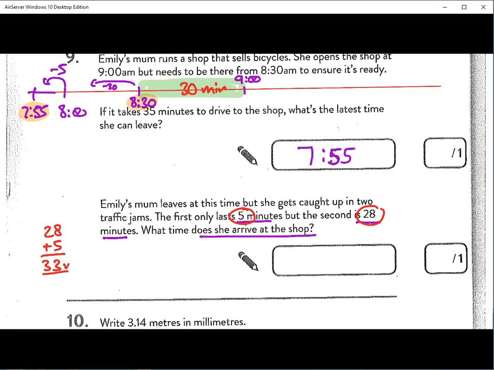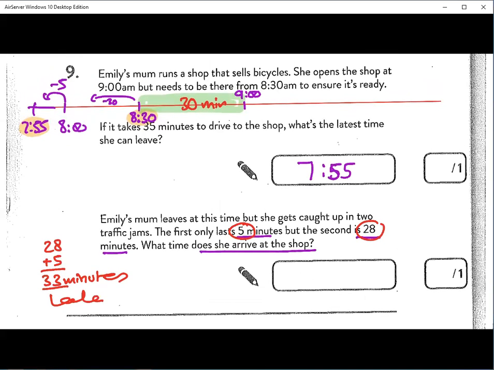33. 33 minutes, yeah? Late. So she was supposed to arrive there for 8:30, but she's going to arrive 33 minutes late. So 8:30 is the time she normally arrives at the shop, because she likes to arrive early. And then we're going to add another 33 minutes onto that. The answer gives us 8:63 as a rough answer.